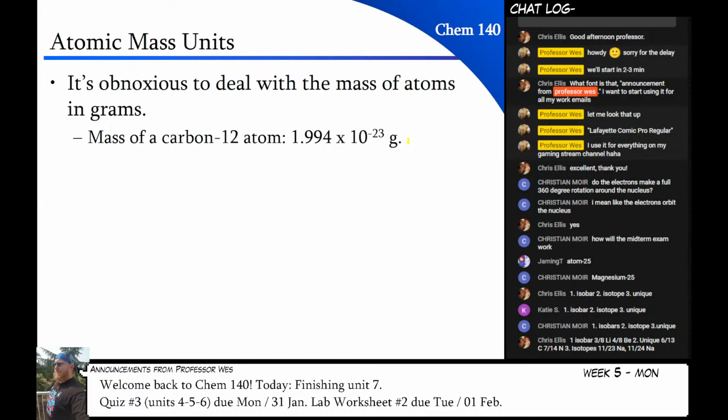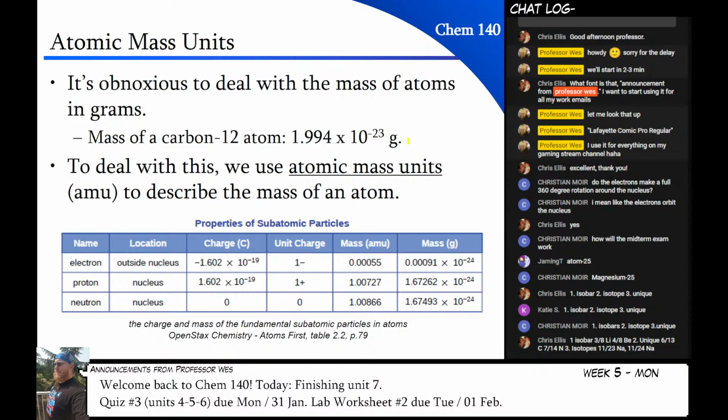Now, on the screen is the mass of an atom. That mass is really obnoxious to use because it's so tiny. Just looking at it makes me yawn. That number is obnoxious. So what we're going to do is create a new unit. This is called the atomic mass unit. And the atomic mass unit says, okay, this is just going to be 12. We're going to call that 12.